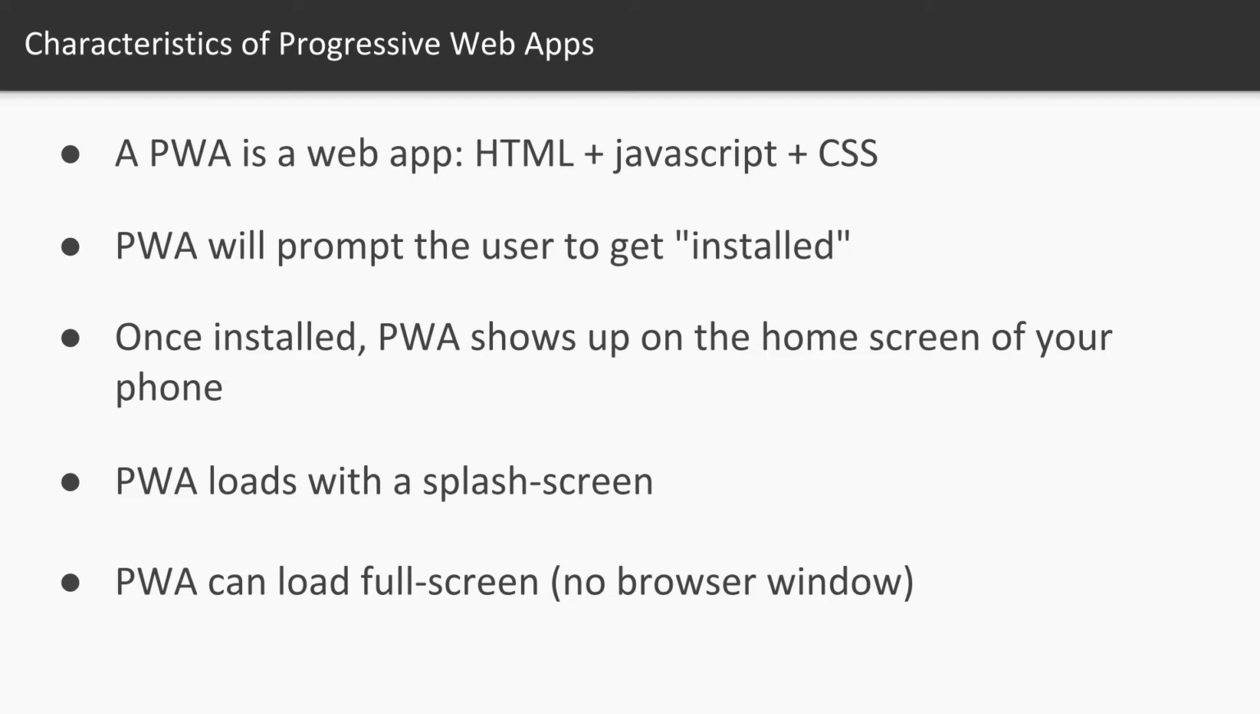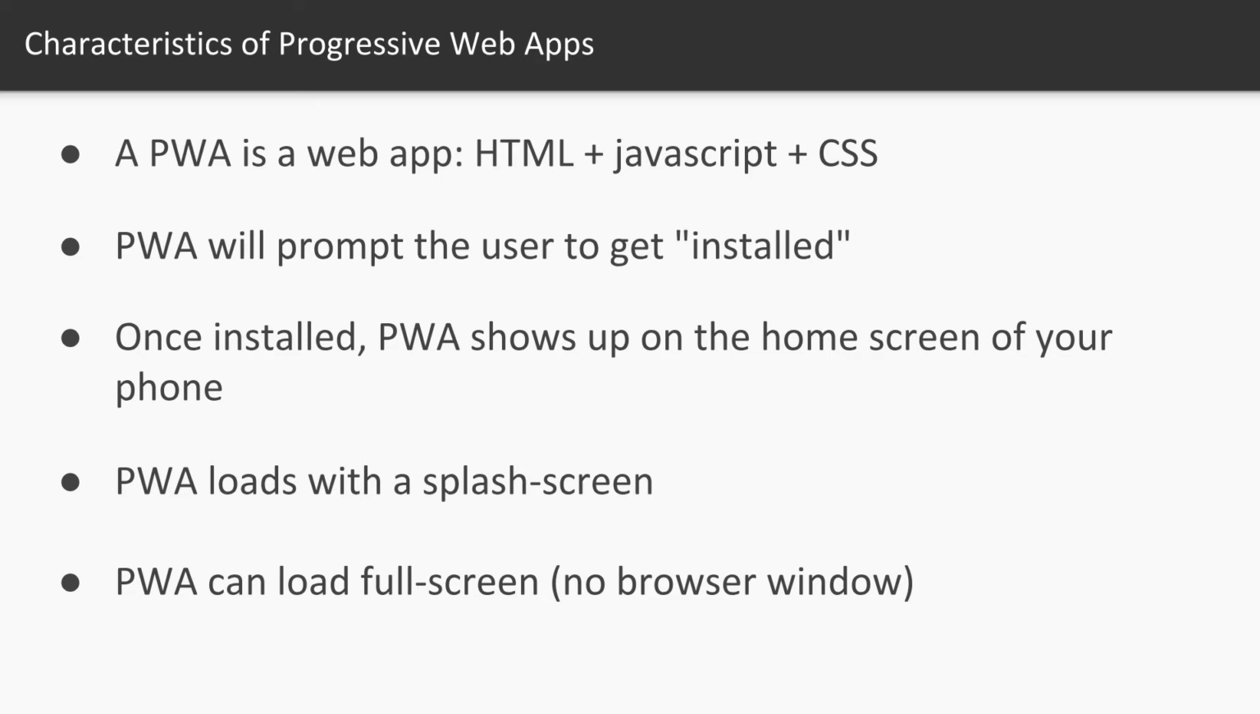So now let's go through some characteristics of progressive web apps. First, a PWA is a web app. So it is just HTML and JavaScript and CSS. When a user opens such a PWA in a mobile browser, then the PWA will prompt the user to get the app installed. But again, it doesn't really install, it just creates a shortcut on the home screen of the phone. And later on, when the user is going to use that shortcut, the PWA is going to load with a splash screen, very much like a native application. And you're going to have your logo in there and the name of your app, basically.